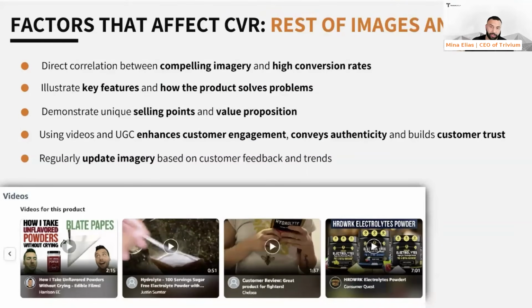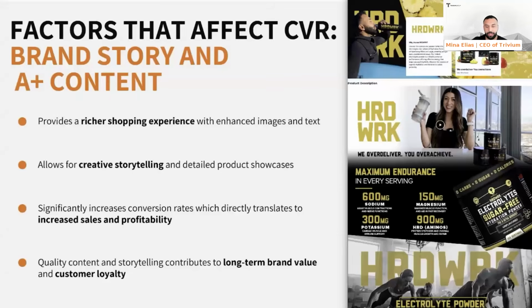Everything that affects click-through rate also affects conversion rate. Some additional things are the rest of the images on the listing, the videos on the listing, the bullet points on the listing, brand story and premium A+ content, virtual bundles. So with brand story and premium A+ content, guys, make sure you have a brand story. Make sure that it talks about the mission, the vision of the company, and upsells your other products.